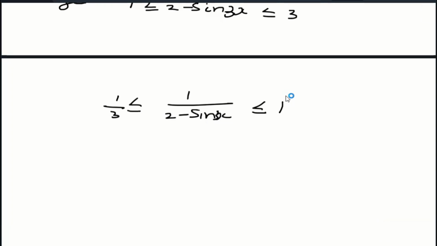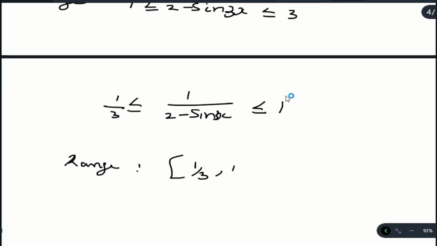Clearly, the range lies between 1 by 3 and 1 by 1. So I can write the range is given by 1 by 3 to 1. It is a closed bracket because there is the equality symbol here. So this is how we should find the domain and the range. Is it clear, children? Hope you have understood.